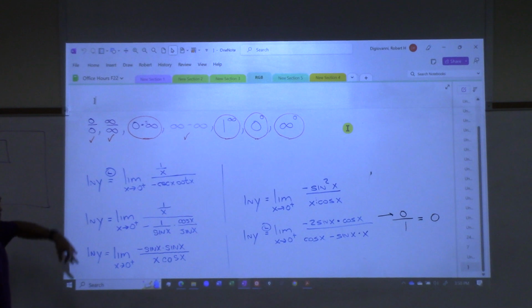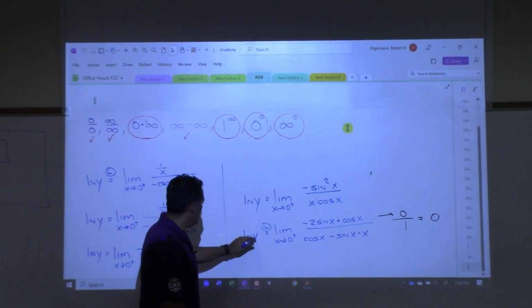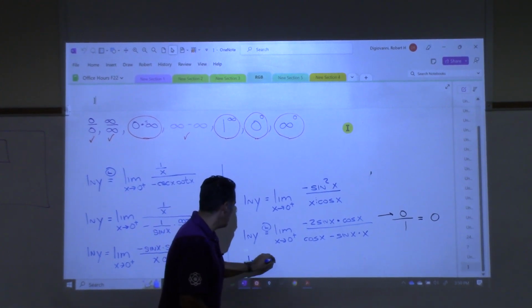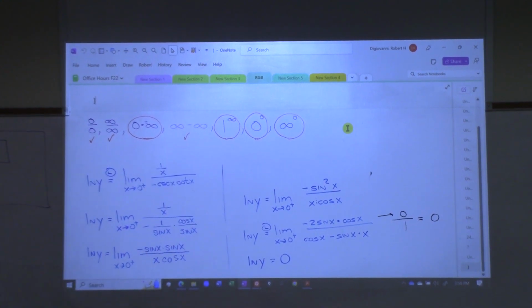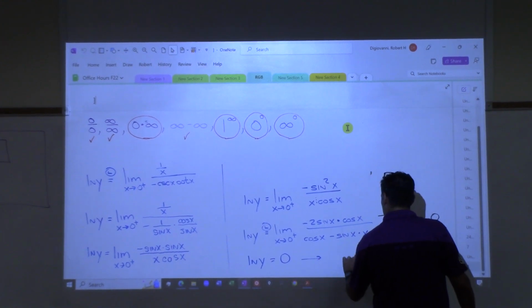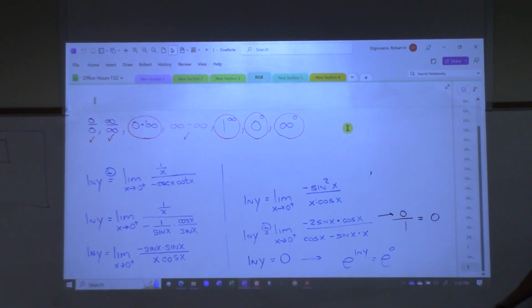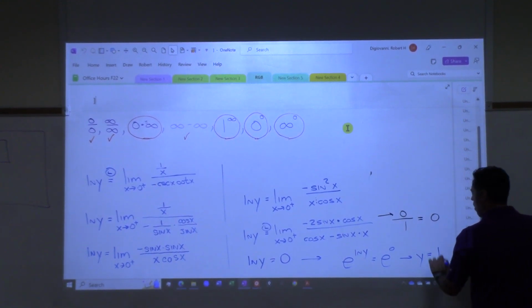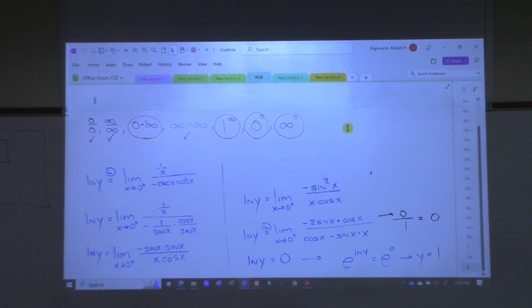What did we want to know? Go way back. We want to know what y was, right? What do we know? We know that natural log of y equals what? 0. Now, how do you get y from natural log? You kill the natural log. How do you kill the natural log? With the e. So I'm going to apply e to both sides of this equation. I get e to the natural log y equals e to the 0. What does the left side become? Y. And what does the right side become? 1. So your answer is 1. The limit of that is 1.